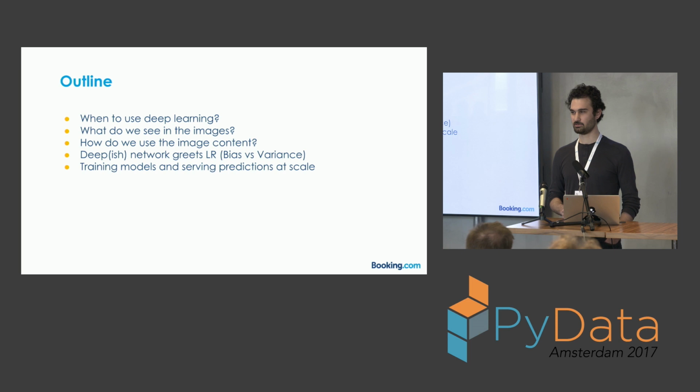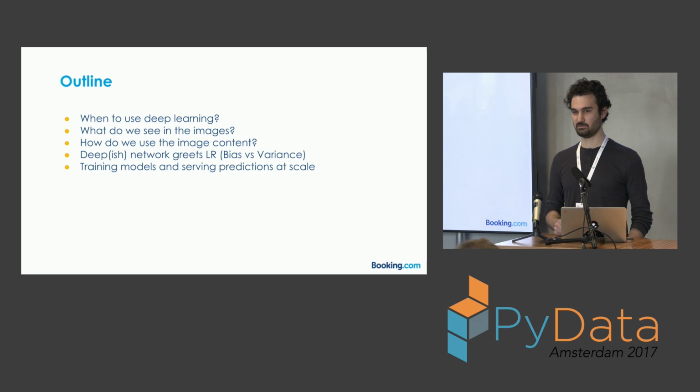As I said, at booking.com, we have a lot of images. When you make a search on our website, you go to a hotel page and then you start scrolling through the gallery to see if you like the hotel room or not. So that gives us a lot of playground to see a benefit in images. So what do we actually see in them? Does it make sense for us to use it?